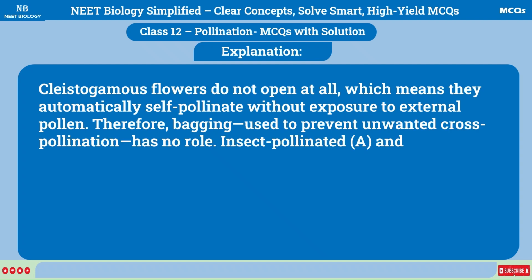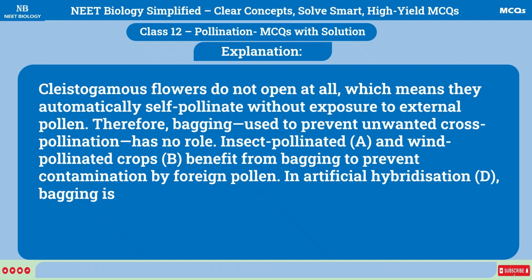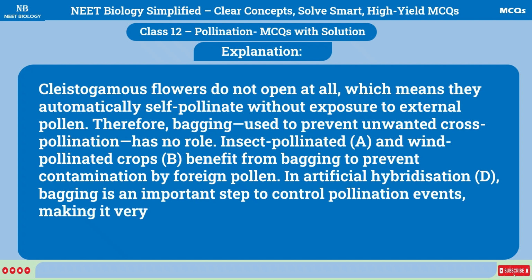Insect-pollinated, A, and wind-pollinated crops, B, benefit from bagging to prevent contamination by foreign pollen. In artificial hybridization, D, bagging is an important step to control pollination events, making it very much necessary.